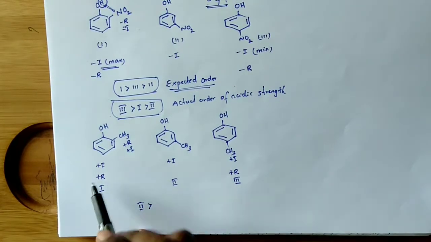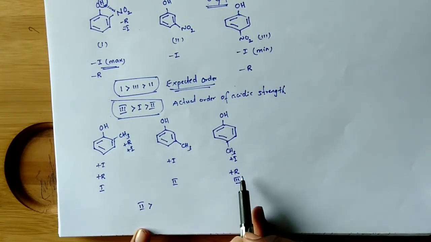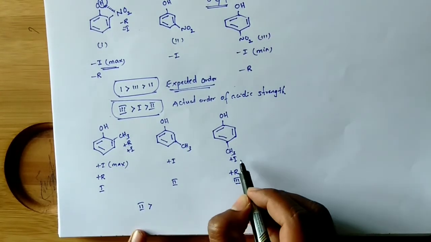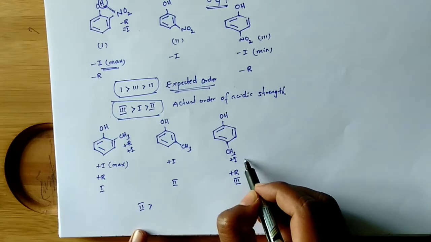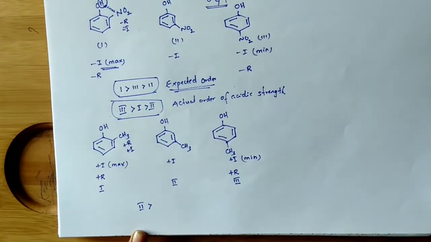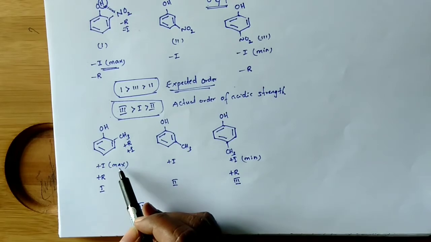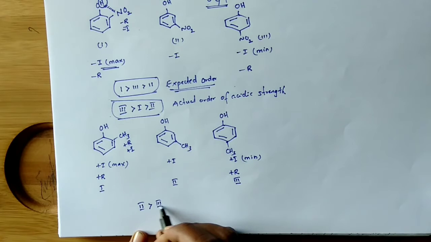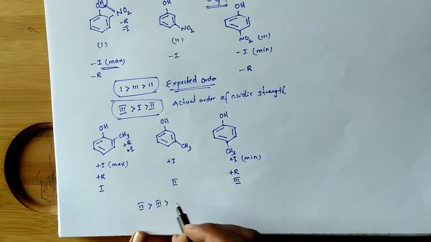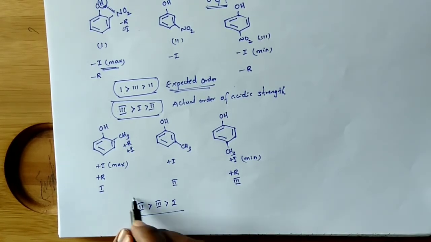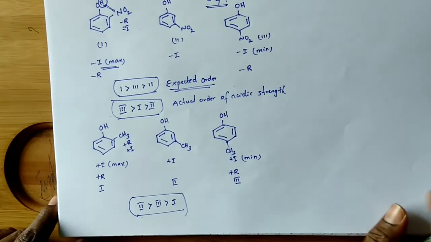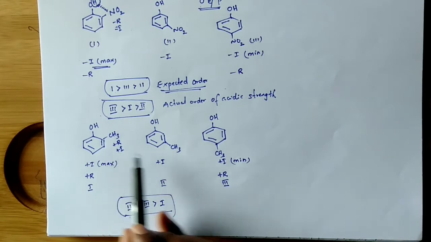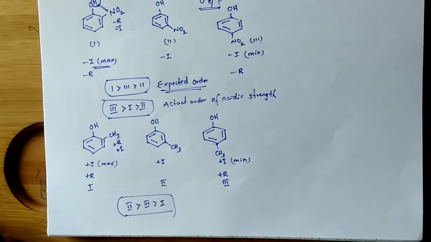Then here two effects destabilize the phenoxide ion, but plus I effect here is maximum, here plus I effect is minimum. So the destabilization is more here when compared to the third one. So next the third one is more acidic, and finally the first one. Okay, this is the order of acidic strength when phenol is substituted with plus R plus I group at ortho, meta and para positions.